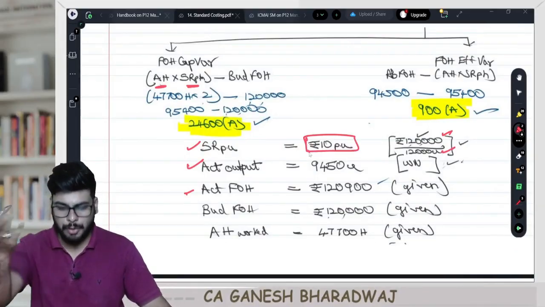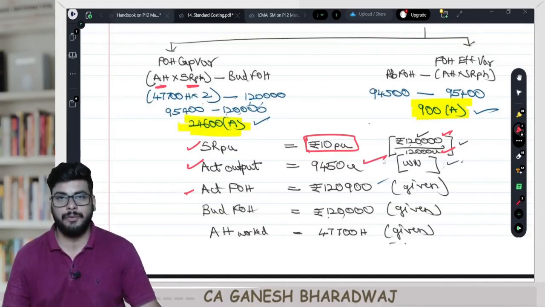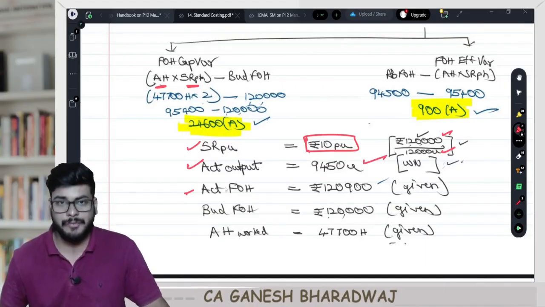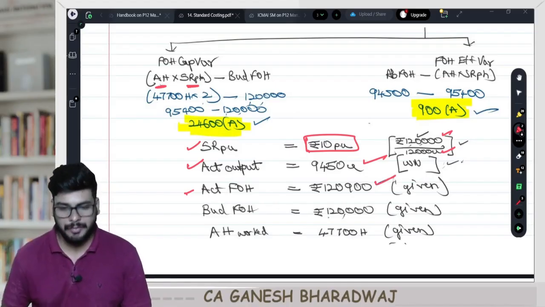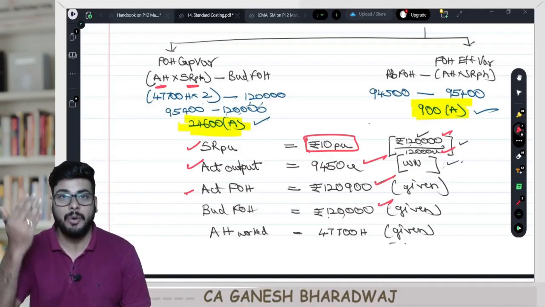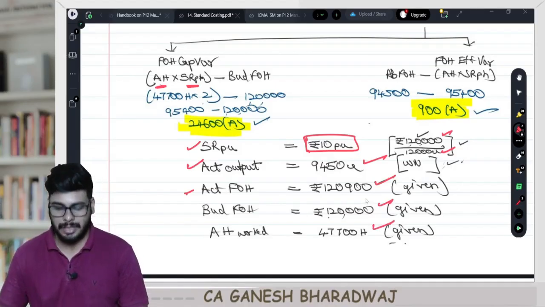What is the actual output? We just calculated. It's going to be 9,450. Clear with this? Then actual fixed overheads given readily in the question, 1,20,900. What is the budgeted fixed overheads? That is also given in the question, 1,20,000. What is the actual hours worked? Once again given in the question, 47,700.